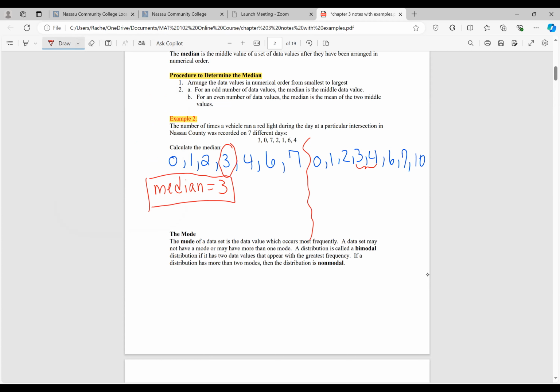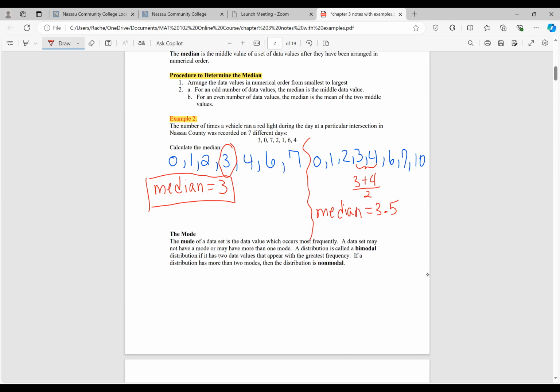So now what we have to do is take the mean of those 2 numbers. So you're going to take 3 plus 4, divide it by 2. And that's going to be your median. So it's going to be the mean of the 2 middle numbers. So 3 plus 4 is 7. 7 divided by 2 would be 3.5. So that's how we would find the median if we had an even number of data values in our set. I did want to point that out. But again, if you're going to use the calculator to find the median, you don't have to worry about doing it by hand.